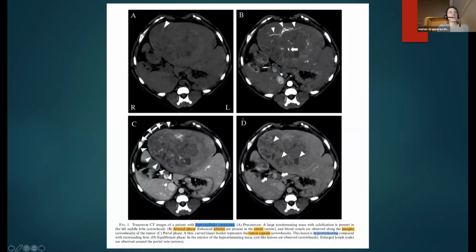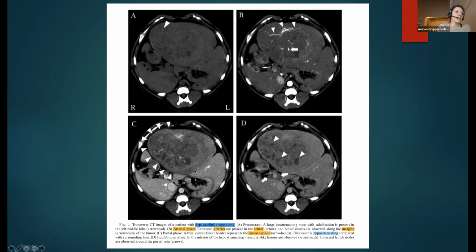Just a case of hepatocellular carcinoma: you can see, in the arterial phase, enhanced arteries in the center of the lesion, and they also mentioned that this was a tumor capsule.